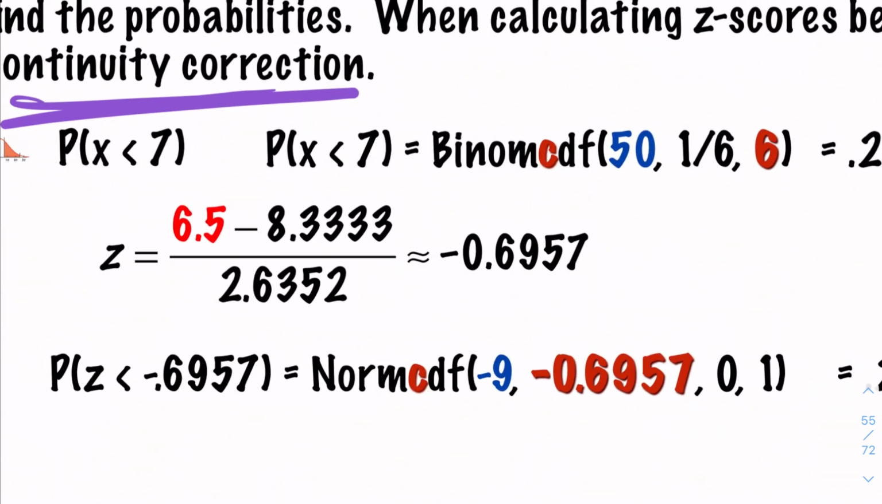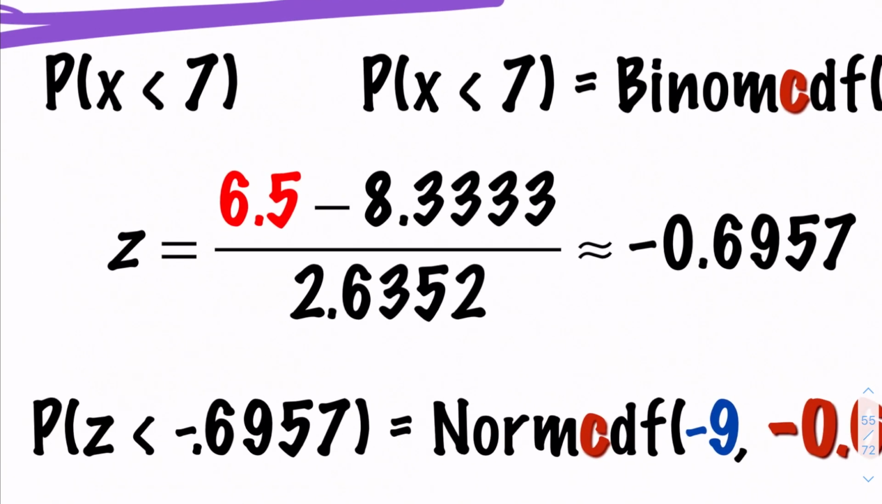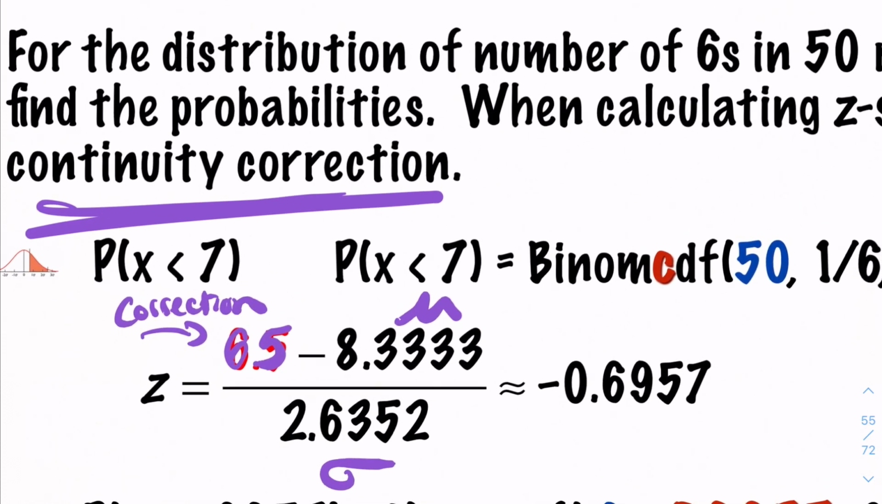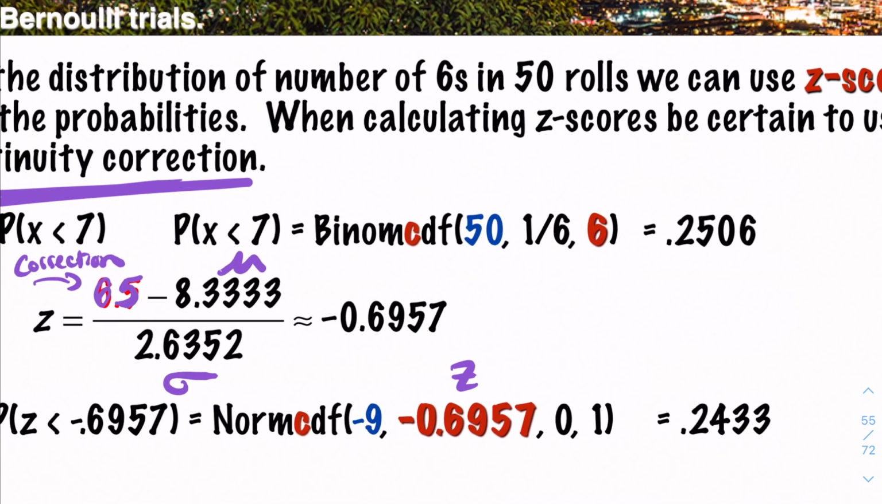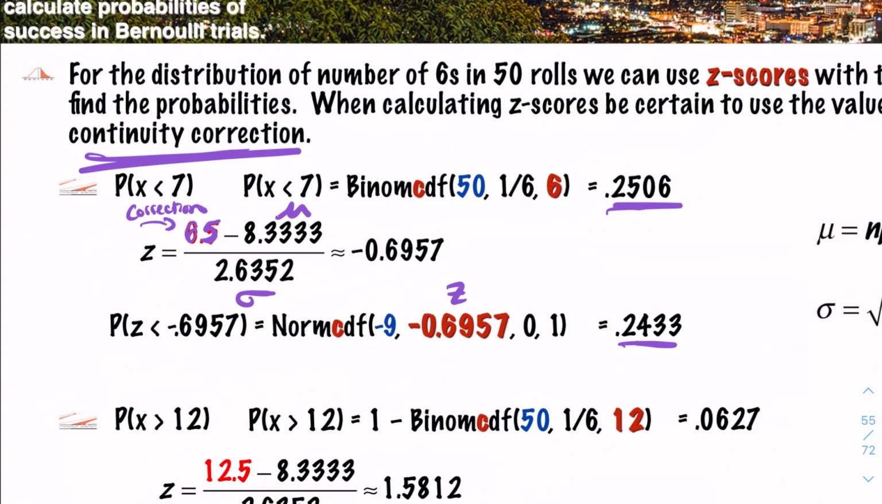Okay, so our binomial CDF, or what is the probability that we get less than 7 sixes in 50 rolls? We would do binomial CDF 50, 1/6, 6, which is 0.2506. You could also do a z-score, which would be 6.5. That's our correction. That's our mean. That's our standard deviation. And then you could just do normal CDF, -9 to the z-score and 0, 1, hence using that standard normal model. And look, we get approximately the same value.